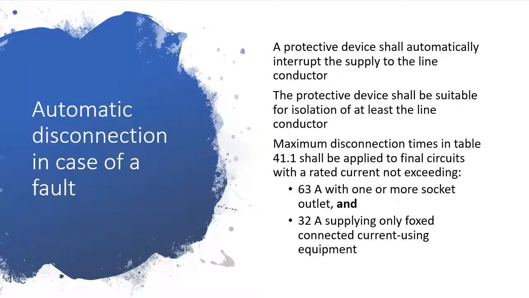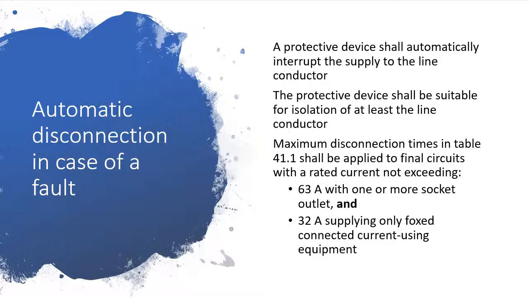Automatic disconnection in case of a fault, then. A protective device shall automatically interrupt the supply to the line conductor. The protective device should be suitable for isolation of at least the line conductor, so it must break the minimum of the line conductor. RCDs, as we know, break both conductors.